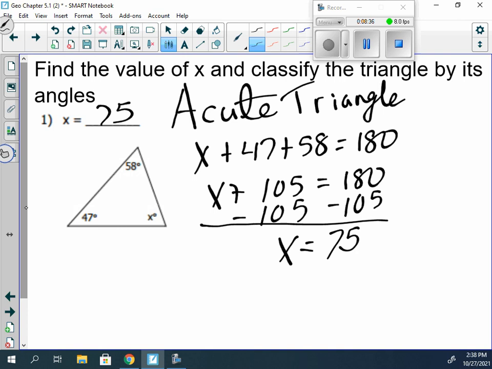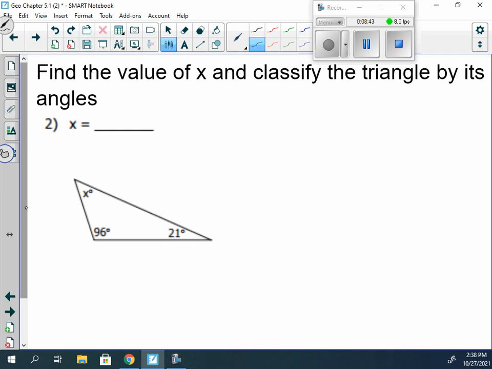Any other questions on this here, guys? Let's look at this one here. Well, we do know that all three angles will add together to be 180. Now, we could add those two angles together and subtract from 180. Or we can say that x plus 96 plus 21 is equal to 180, because the sum of the interior angles of any triangle will add together to be 180.